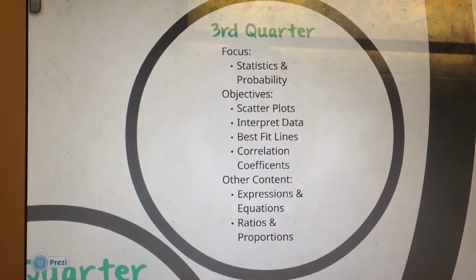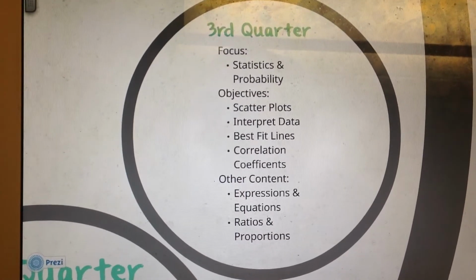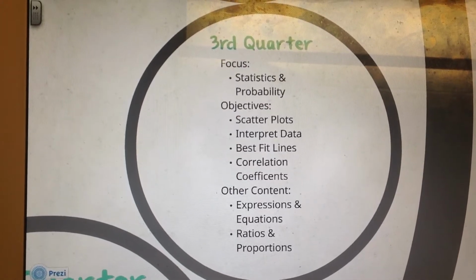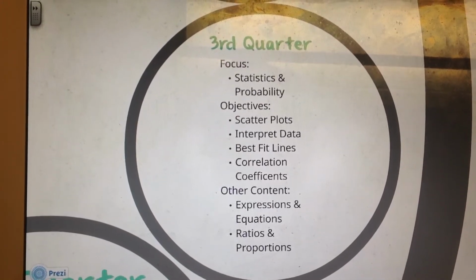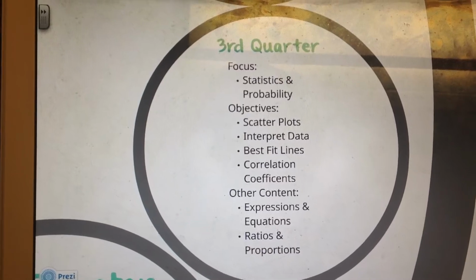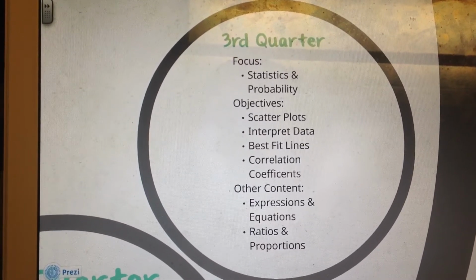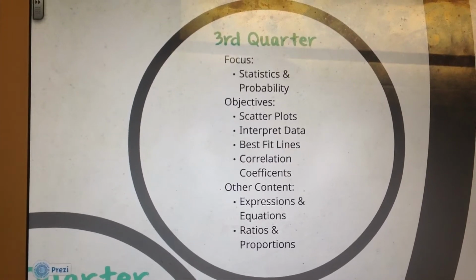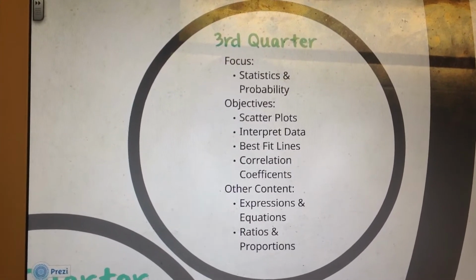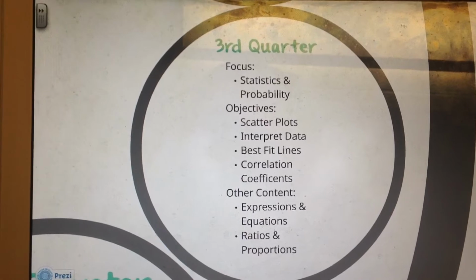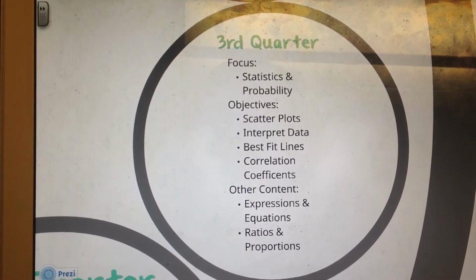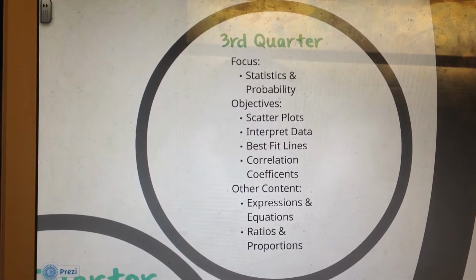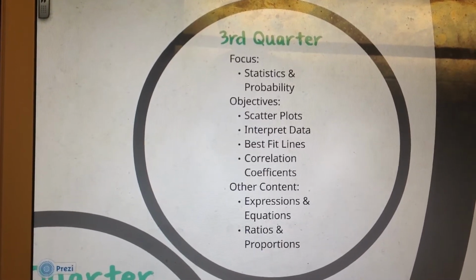In the third quarter, the focus is on statistics and probability, and the objectives include students will be able to construct scatter plots of data with 2 variables, interpret individual data points to make conclusions about the data, write equations for best fit lines, gather data and then graph the data they have collected, determine which of the sets of data are closest and farthest to linear, and calculate correlation coefficients.